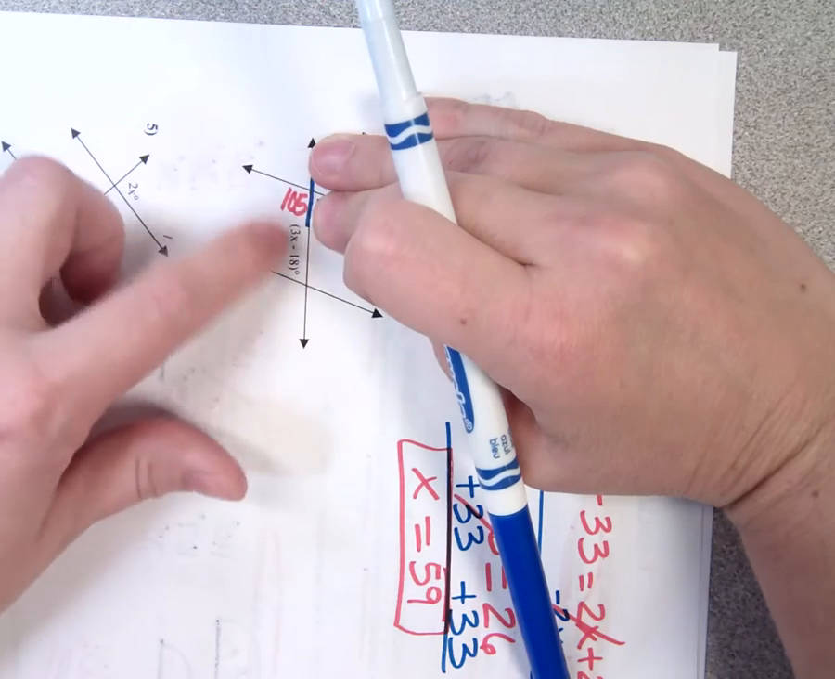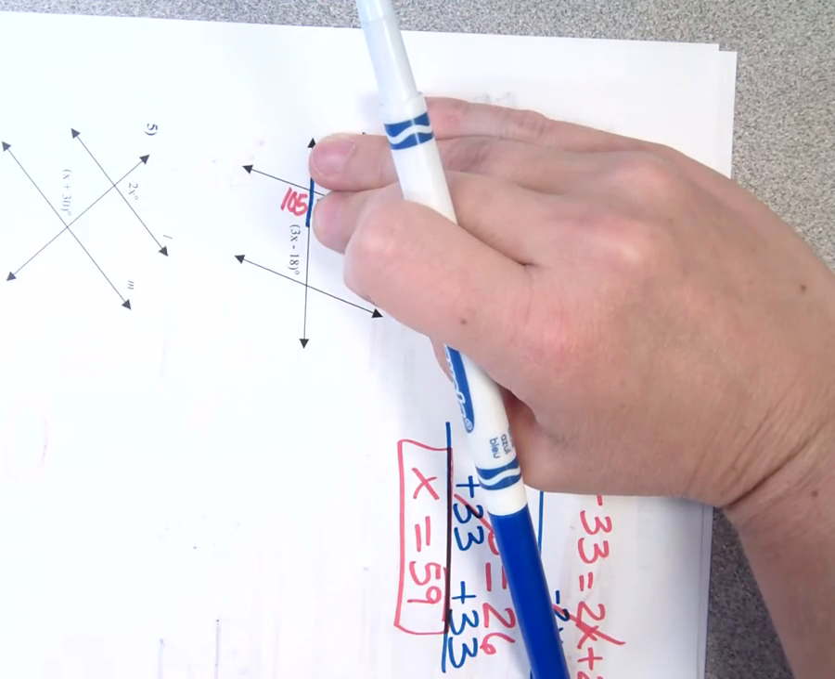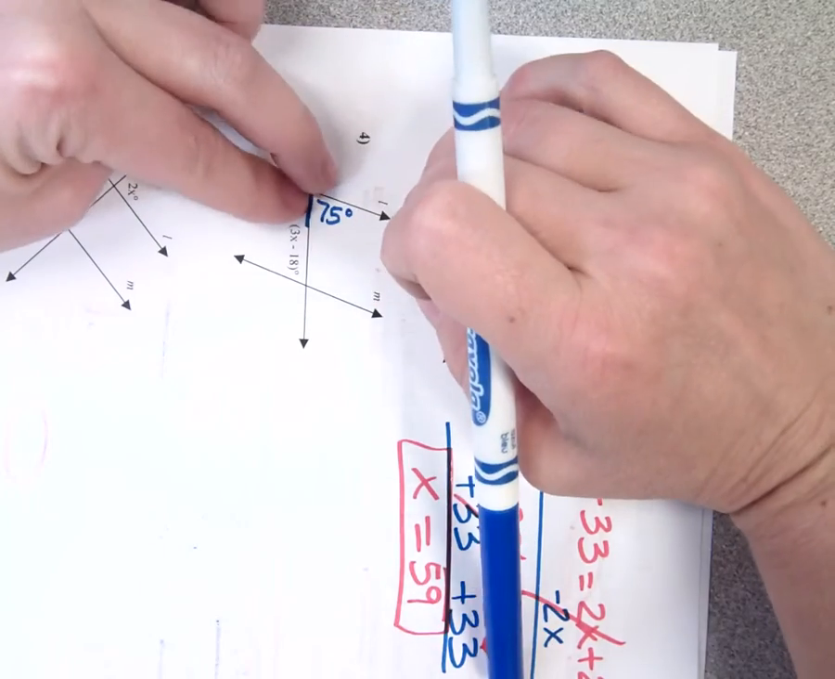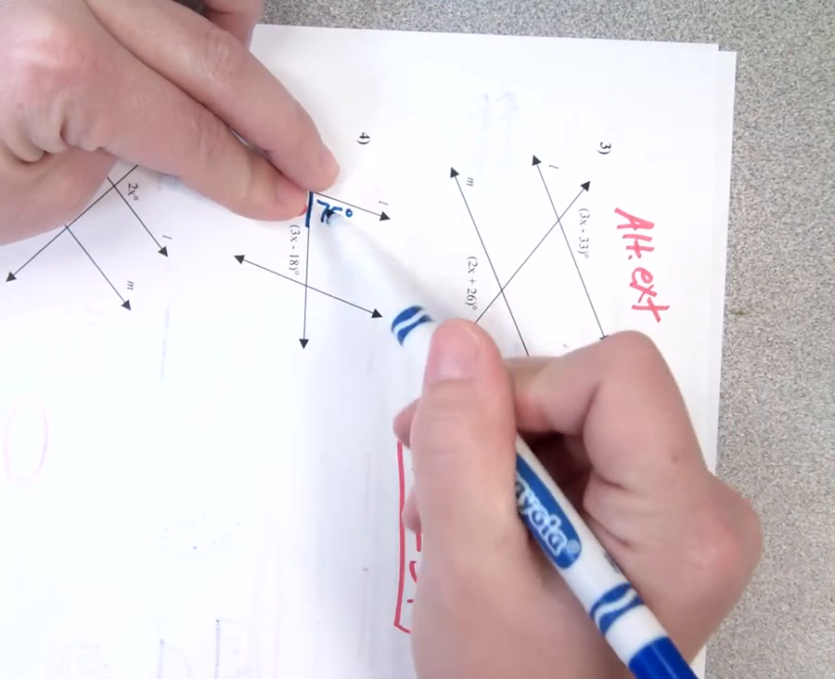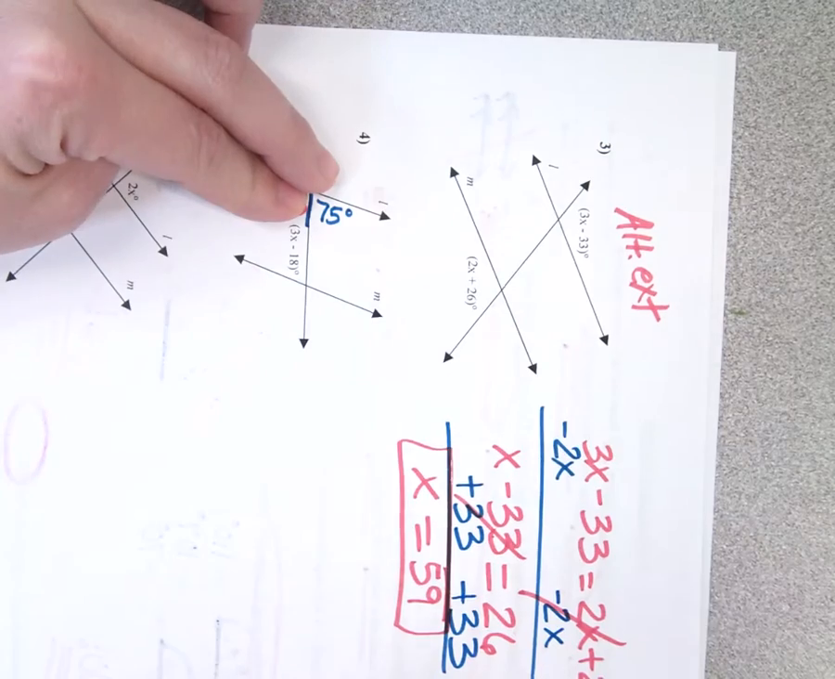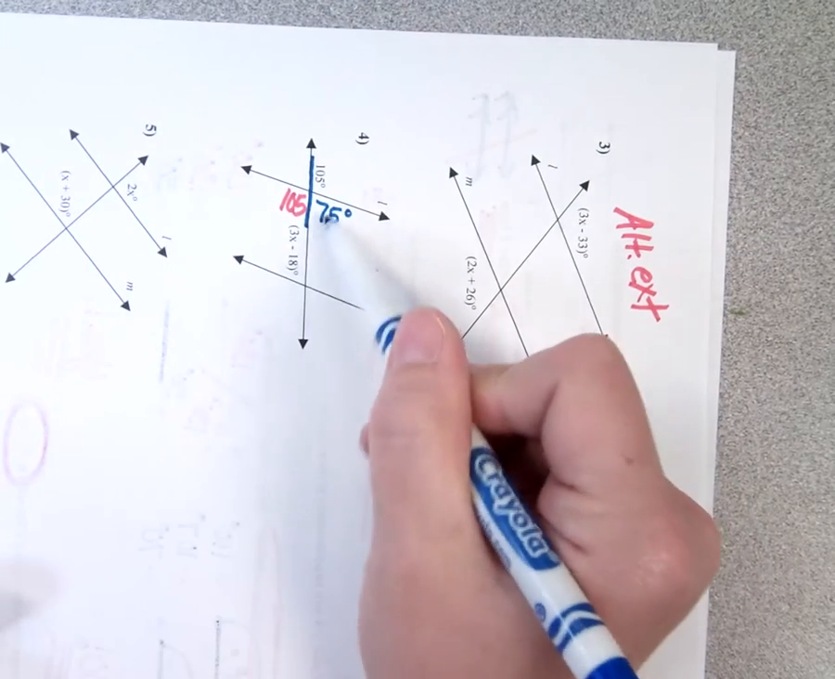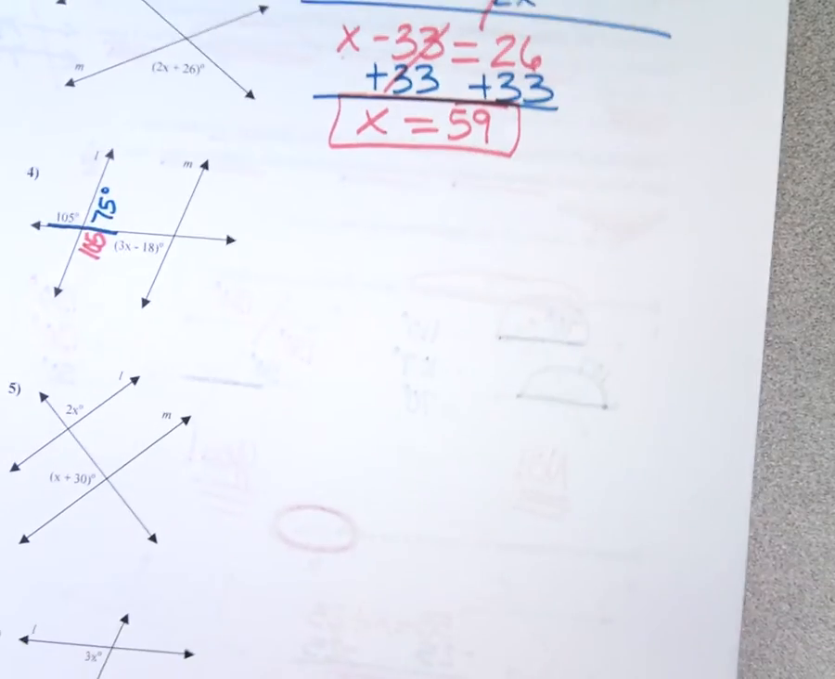Supplementary. I would want these 2 to add together to equal 180. So do you want me to add these to equal 180, or do you want me to set these 2 equal because they're alternate interior angles? What do you think's easier? Let's set these 2 equal because they're alternate interior angles. I think that would be simpler.